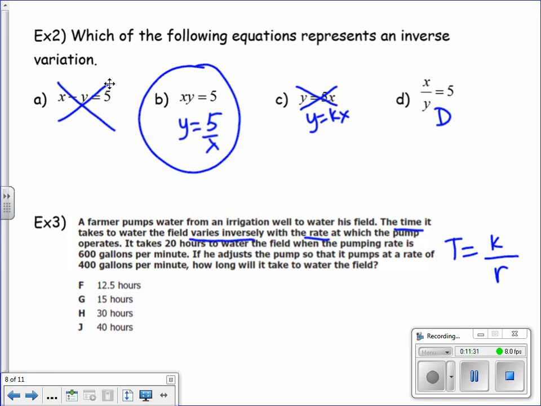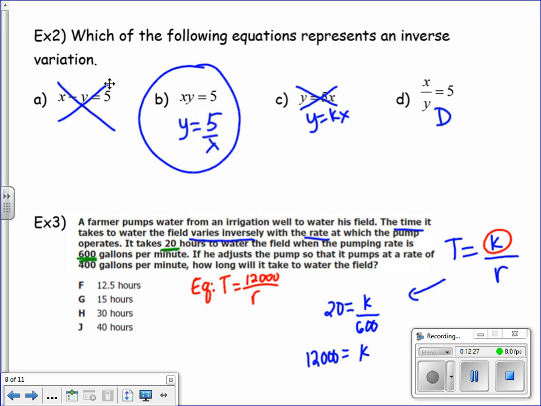Okay. It takes 20 hours to water the field when the pumping rate is 600 gallons per minute. So 20 goes with 600. I'm going to use these first two values to find my K value, to find my constant of variation. So I'm going to take my formula. All right, 20 hours, so that's my time, equals K over 600. So if you multiply both sides by 600, you get K equals 12,000. So what you have right now is the value of K for the rest of the problem. So basically what you have is your main equation. You have that time equals K, which is 12,000, divided by R. So basically all I've done is filled in my K value in my equation, and then I can just keep using this until I'm done.